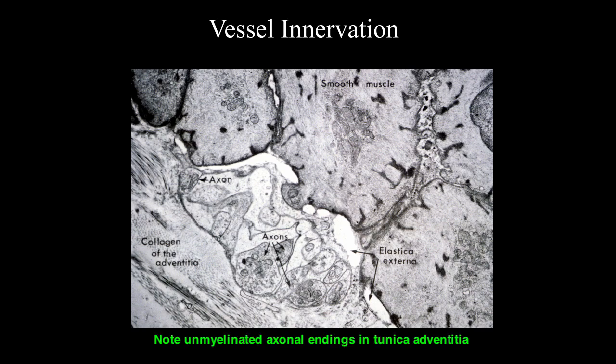One does have innervation of some of these blood vessels, and the electron micrograph actually shows that. Some axonal ends in the tunica adventitia of a blood vessel.